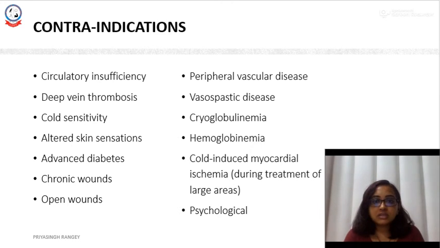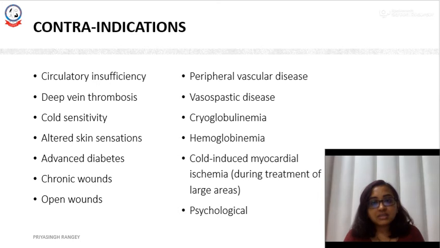Peripheral vascular disease, like we discussed with circulatory insufficiency and deep vein thrombosis, any pathology which causes vascular compromise is a contraindication. Even with peripheral vascular diseases, there is going to be a vascular compromise to the affected area, and hence it becomes a relative contraindication.